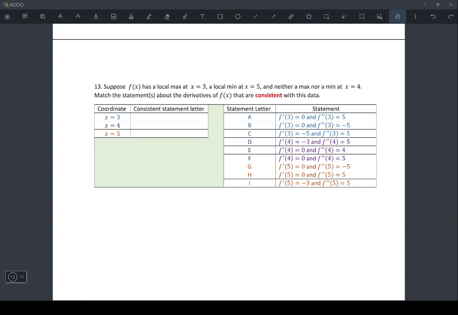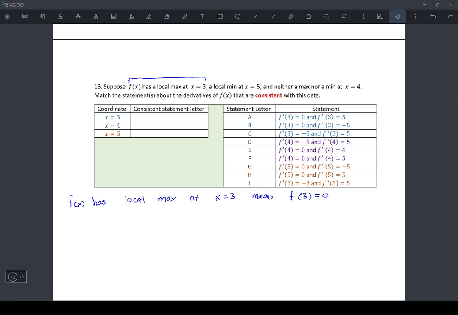All right, question 13. Suppose f of x has a local max at x equals 3, a local min at x equals 5, and neither a max nor a min at x equals 4. Match the statements about the derivatives of f of x that are consistent with this data. So I'm going to start with f of x has a local max at x equals 3. That means f prime at 3 is equal to 0.